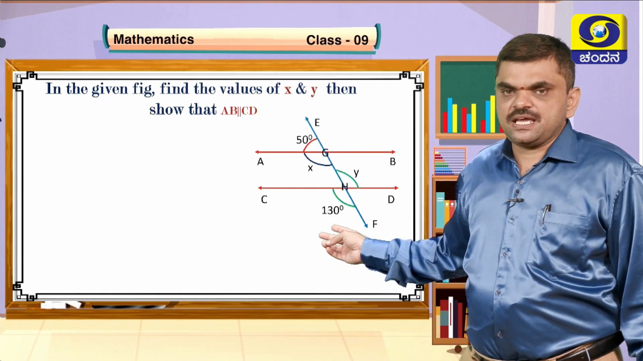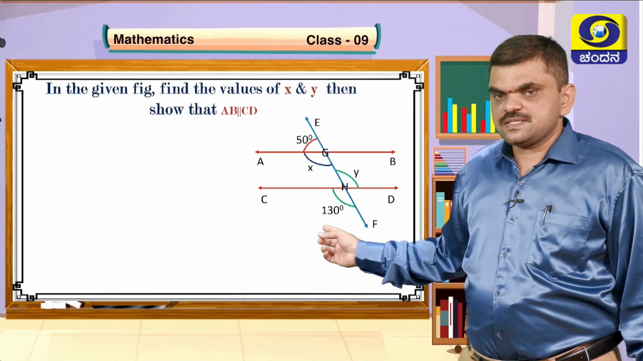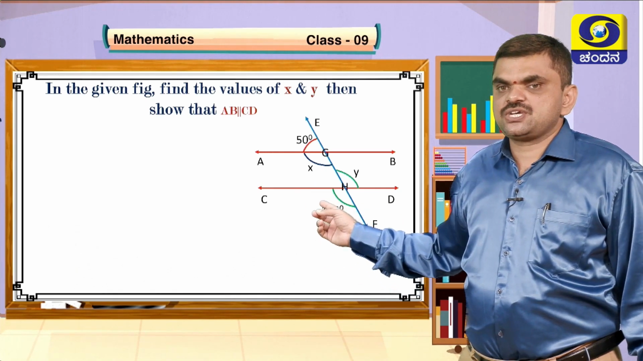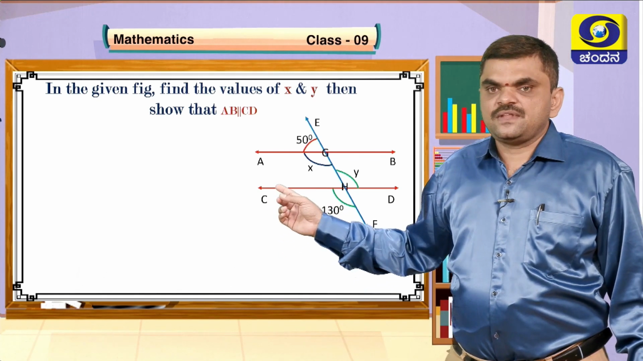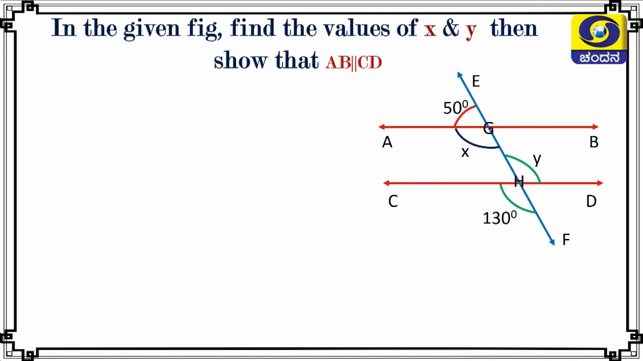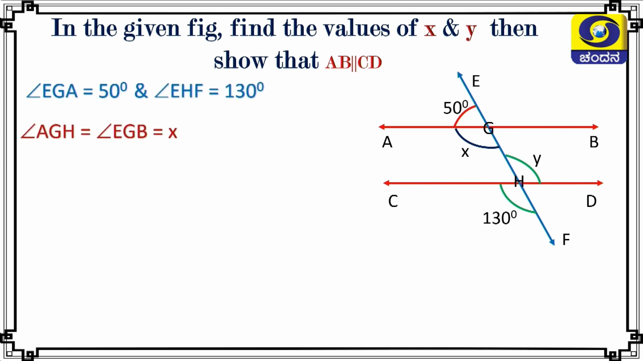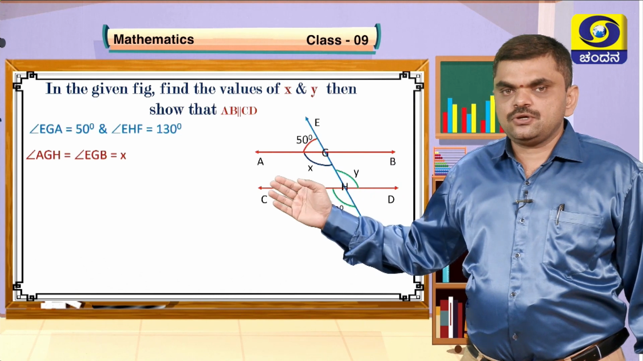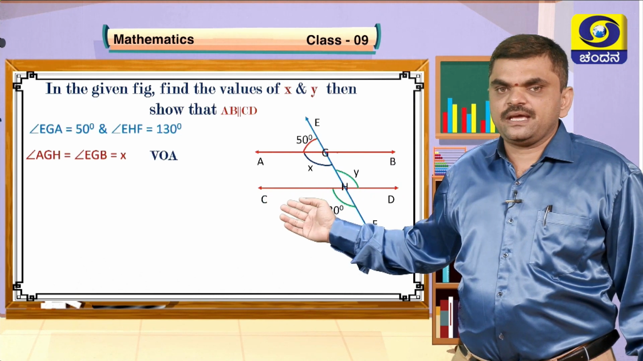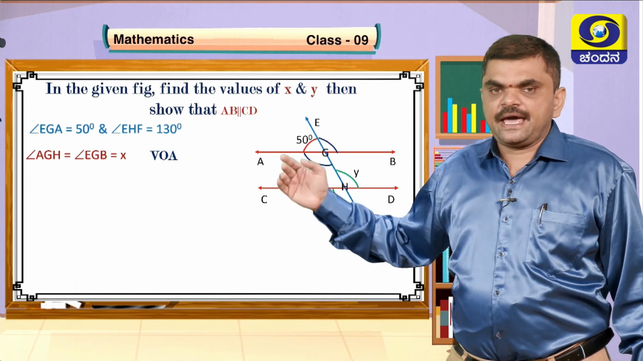AB is parallel to CD. EF is a transversal which cuts AB and CD at G and H respectively. Now the angle formed, that is EGA, is equal to 50 degrees, and they have given CHF is equal to 130 degrees, and they mentioned angle AGH is equal to x and angle BGH is equal to y. We have to find out the value of x and y, children. That is the data given. Now angle AGH is equal to angle EGB is equal to x, y. It is vertically opposite angles.